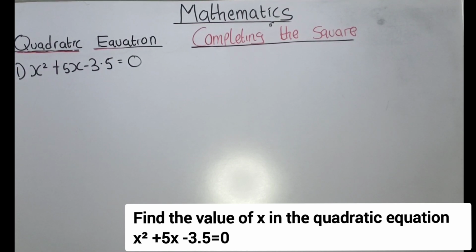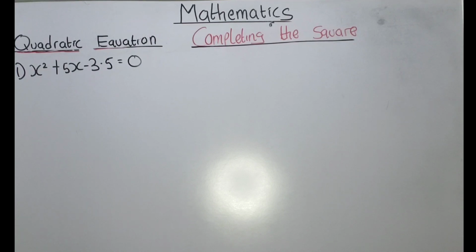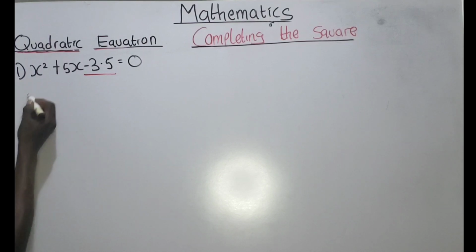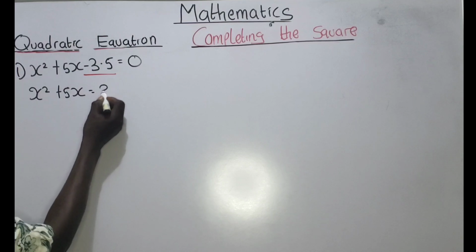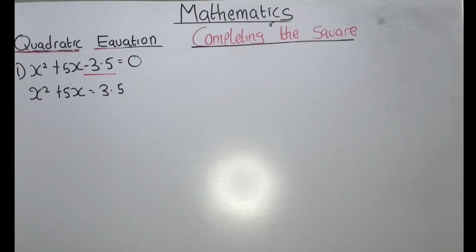You can see that this quadratic equation doesn't have a perfect square. So in an attempt to solve it, we first take the constant term to the other side of the equation. In this quadratic equation, the constant term is negative 3.5. So the equation becomes x squared plus 5x equals 3.5. You understand?